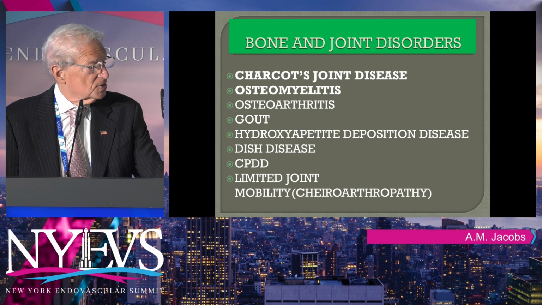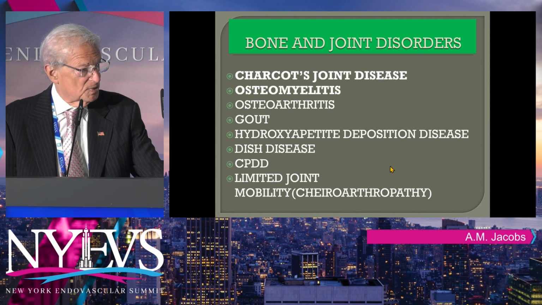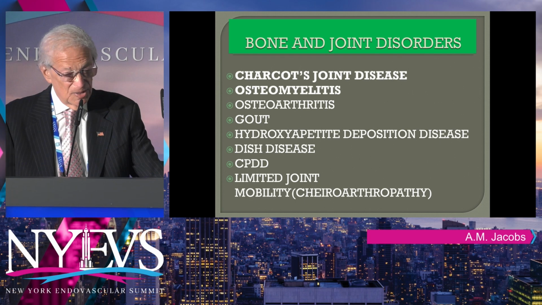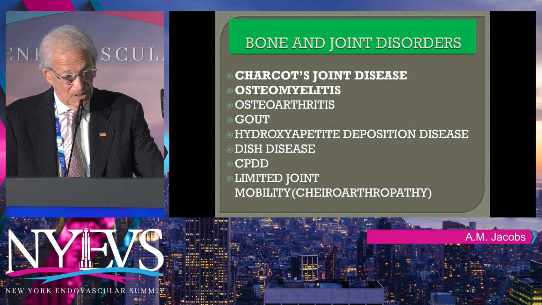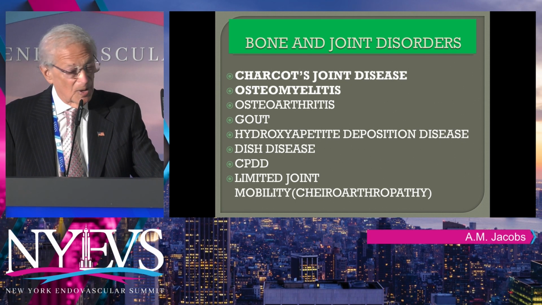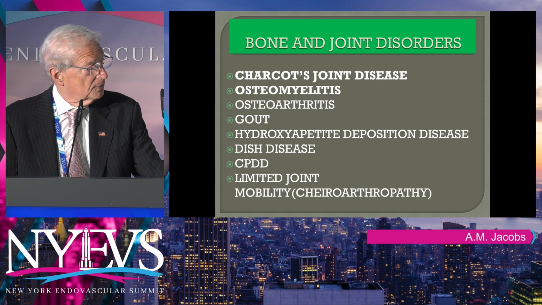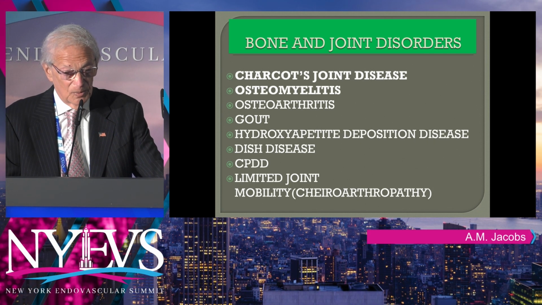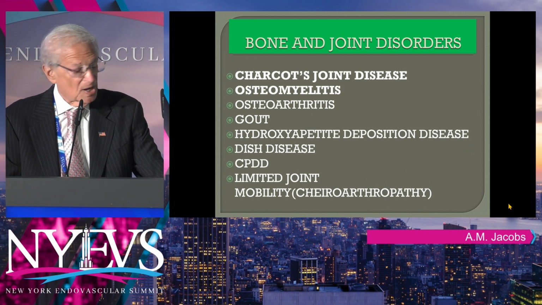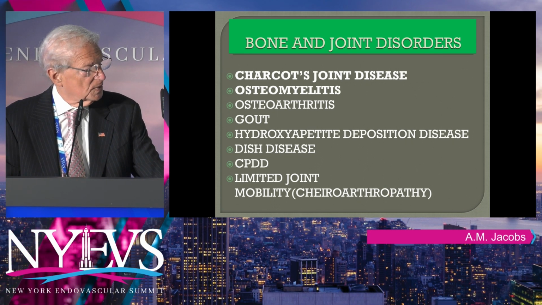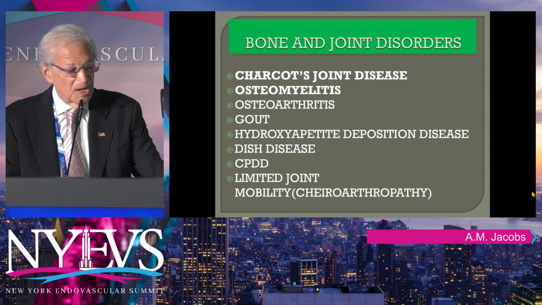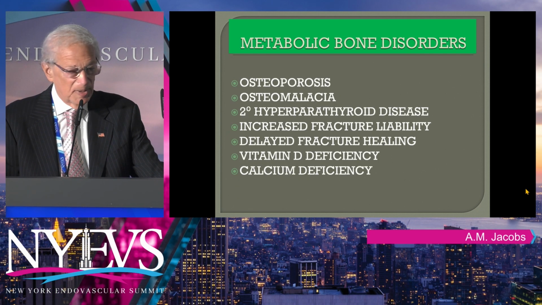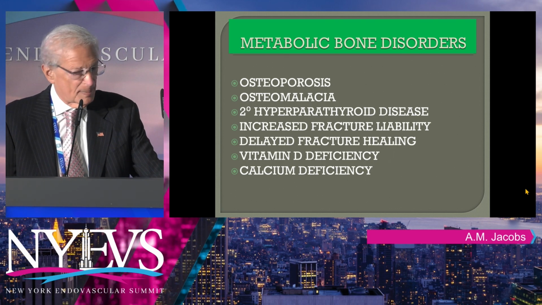Hyperuricemia and gouty arthritis is much more common in a diabetic patient, presents differently in the older patient. Hydroxyapatite deposition disease, something you don't think about too much, but it's there. Diffuse idiopathic skeletal hyperostosis, calcium pyrophosphate deposition disease, limited joint mobility, so-called chiroarthropathy. All of these things I've listed here occur with increased frequency in the diabetic patient, but tend not to be diagnosed as much, in part because the patients aren't complaining of pain because of their concurrent neuropathy.